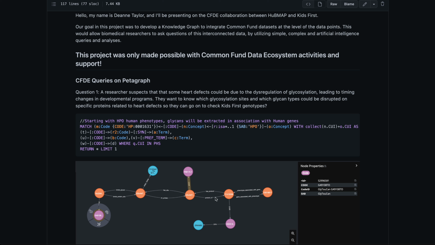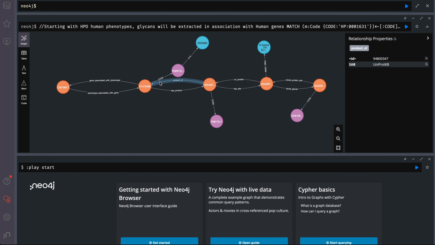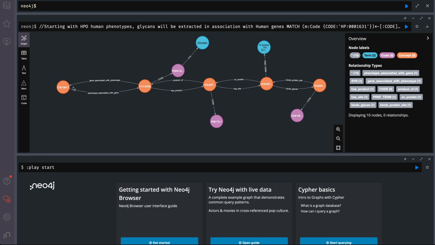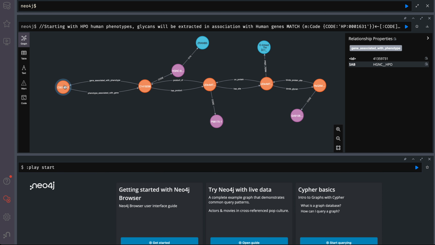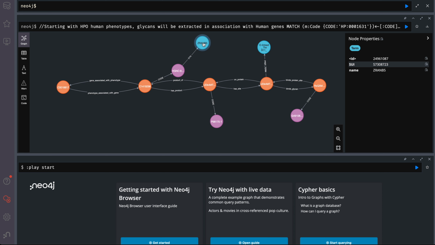can take a Kids First phenotype here, represented by HP:0001631, which I believe is an atrial septal defect, and we can simply query the engine with this query asking to find us all proteins that may have this phenotype. And here are all the proteins that support this phenotype. So here's a gene associated with the phenotype of atrial septal defects. Here's one particular gene.